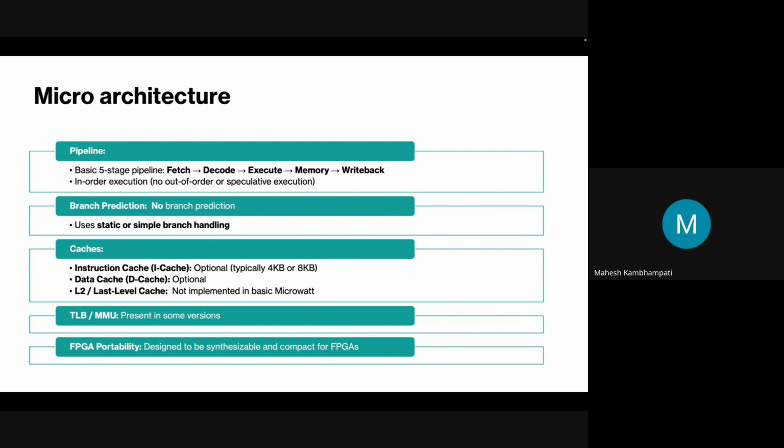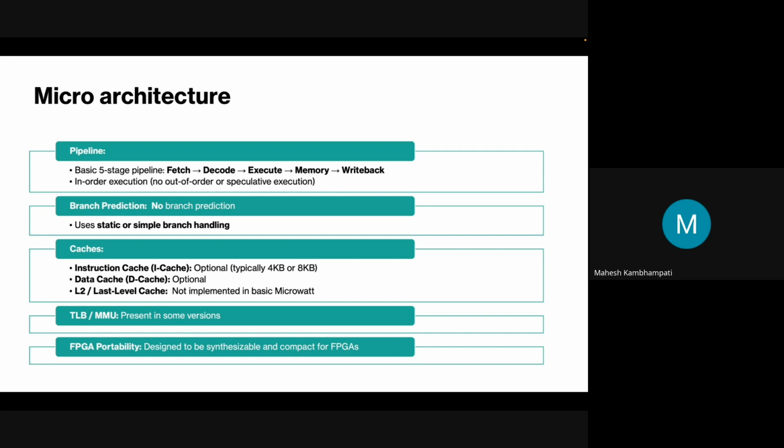So it's a basic five stage pipeline architecture. It is similar to RISC-V. Most of the architecture is pretty much the same. It has 5 stages: fetch, decode, execute, memory, and write back. There is no out of order execution or speculative execution. It's a basic in order execution. So no branch prediction, just simple branch handling.